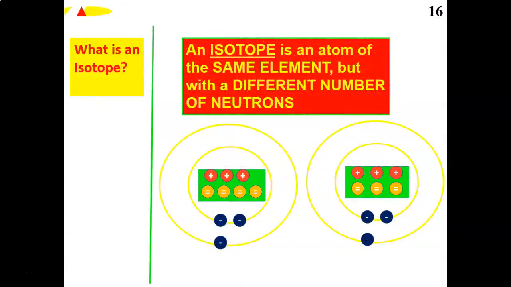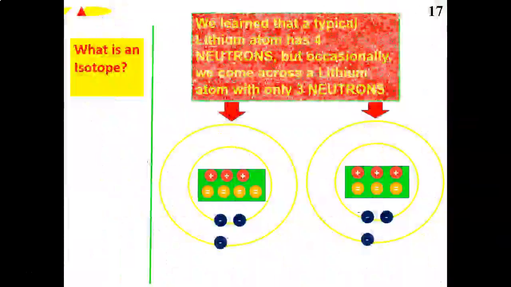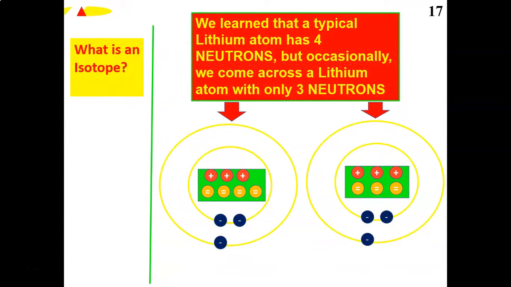Okay, what is an isotope? An isotope is an atom of the same element, but with a different number of neutrons. So we learned that a typical lithium atom, well, we haven't really learned that yet, but you're going to find it out now if you look at your periodic table. The typical lithium atom has 4 neutrons, but occasionally we come across a lithium atom with only 3 neutrons.